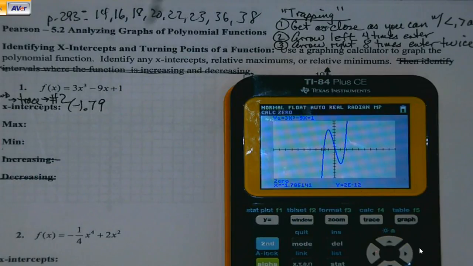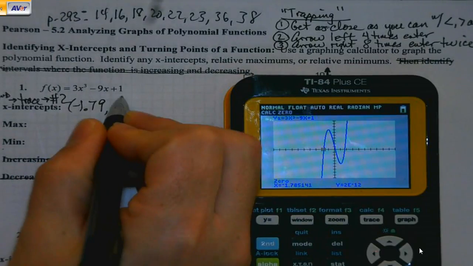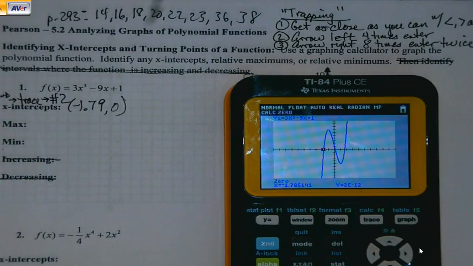0.00000000000. That's enough. 2. Okay? So you always see e to something, that's just 0. So -1.790 is my first x-intercept, my first 0. So sometimes we may get whole numbers with these, but a lot of times we're going to get funky values.